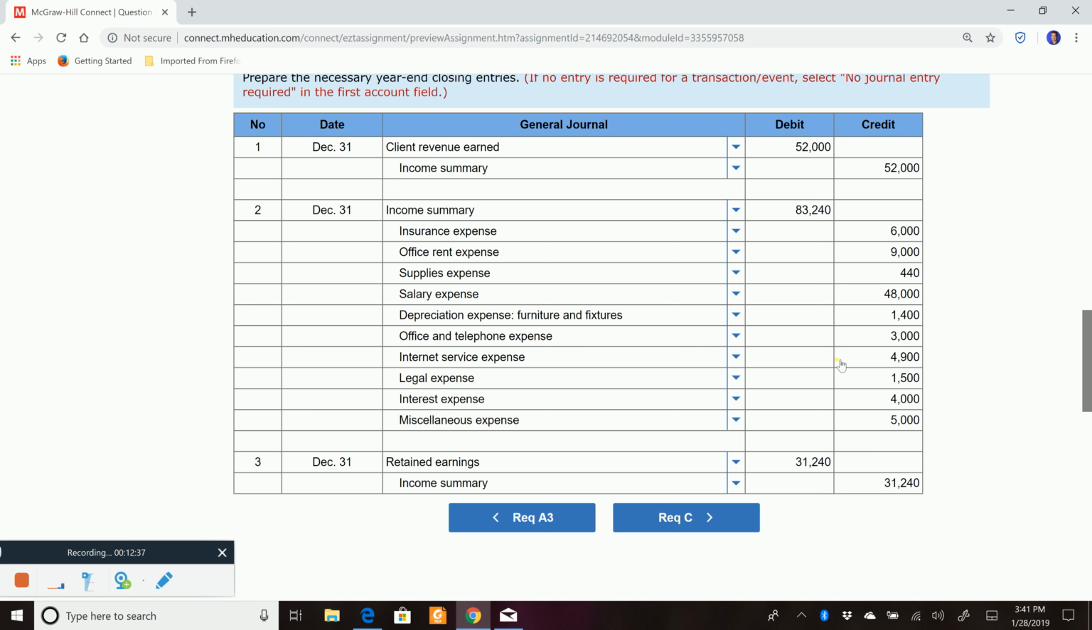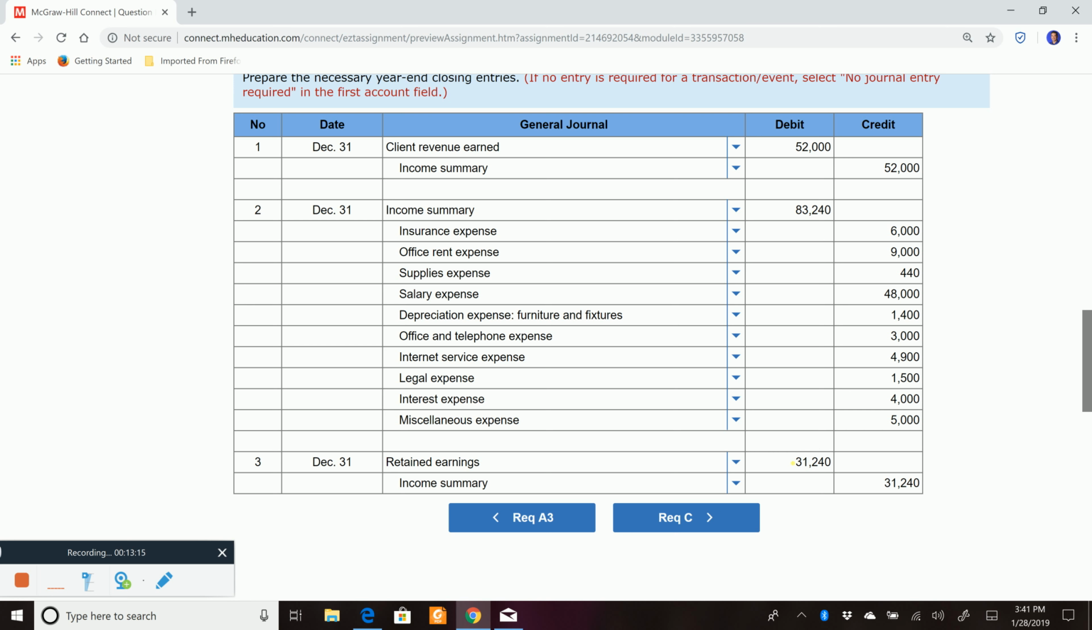And the last closing entry is to close out income summary. So revenues are all zero, expenses are all zero, but now all of a sudden we've got this debit balance in income summary. What is the debit balance? It's $31,240, which is the difference between the $83,240 debit and the $52,000 credit. The difference is a debit balance of $31,240. So the next closing entry is, how do I get rid of a debit balance in income summary? Well, I will credit it. And the debit goes to retained earnings.